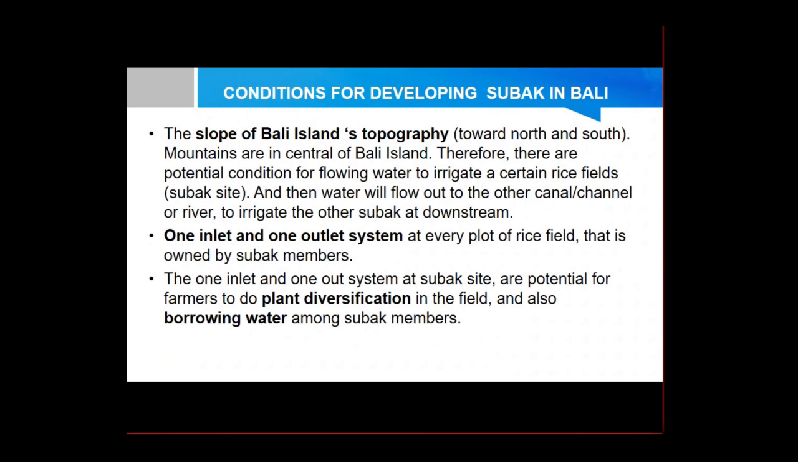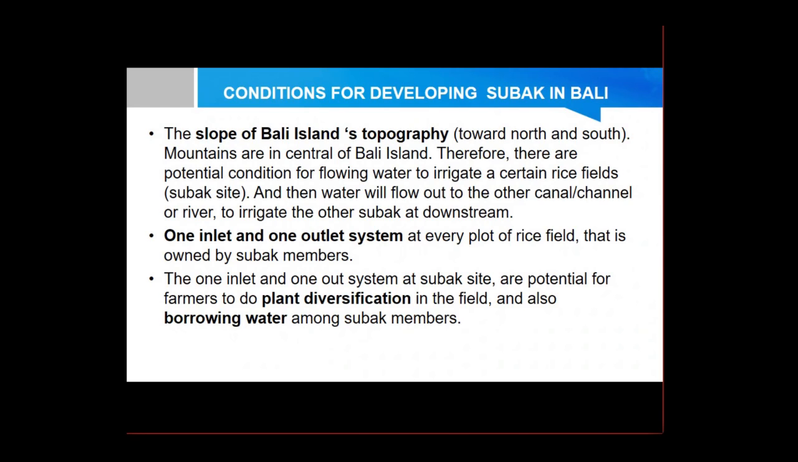If we want to transfer the subak system to other countries, this is the criteria. One, we must have sloping topography or hilly topography in the island, because the flow of water must be from the top, from the upstream, and then flow to the middle and then to the downstream. If we have flat topography, it is very difficult to organize the farmers in the subak system, because if we stop the water in the tunnel, water will flood to the other area on the side of the rice field.